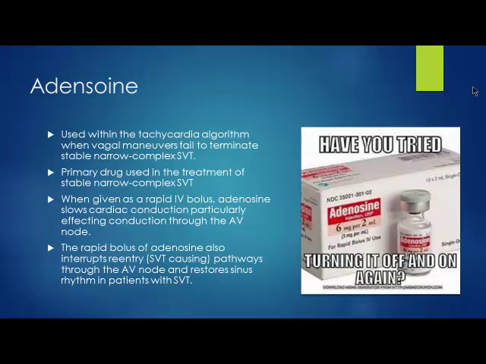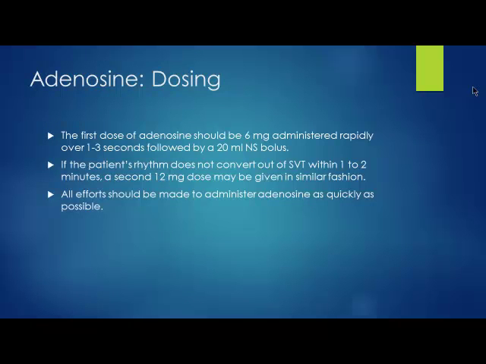All right. Adenosine is the primary drug in the treatment of stable narrow complex SVT. Rapid bolus, short half-life, 6 milligrams and then 12 milligrams. Hopefully it interrupts reentry pathways through the AV node and restores a rhythm in patients with SVT. So we can say, we're going to get that adenosine and it's going to stop the heart and reset the heart, but pharmacologically, physiologically, it does much more than that. It blocks and slows conduction pathways so we can get reset and get back on a normal pathway.